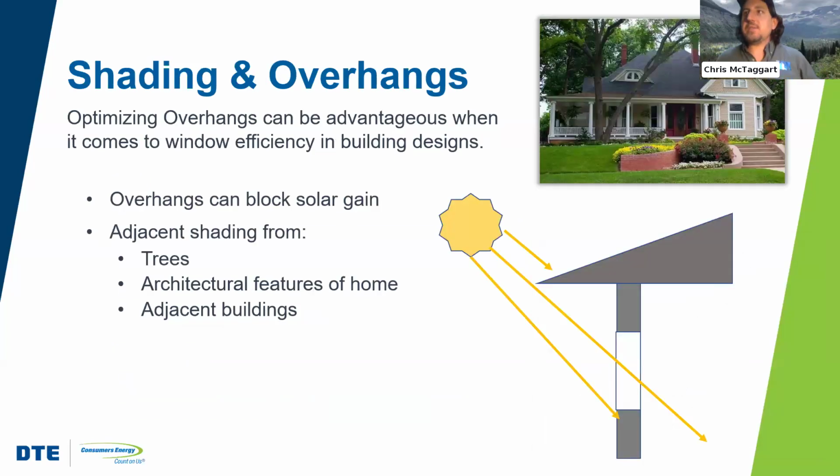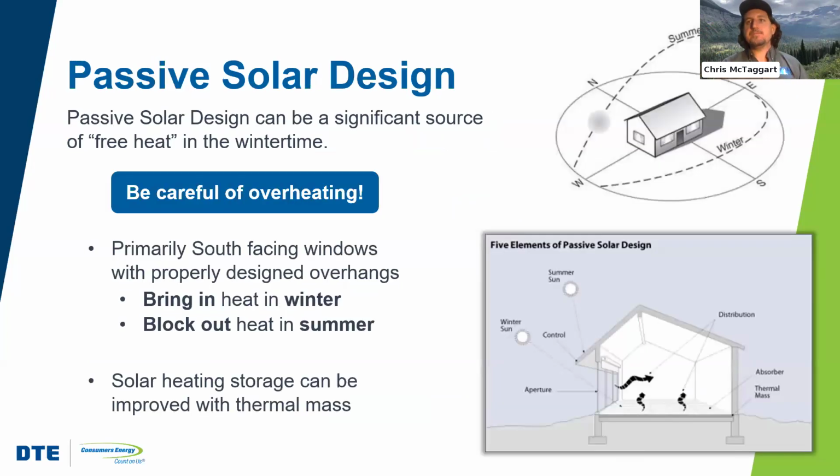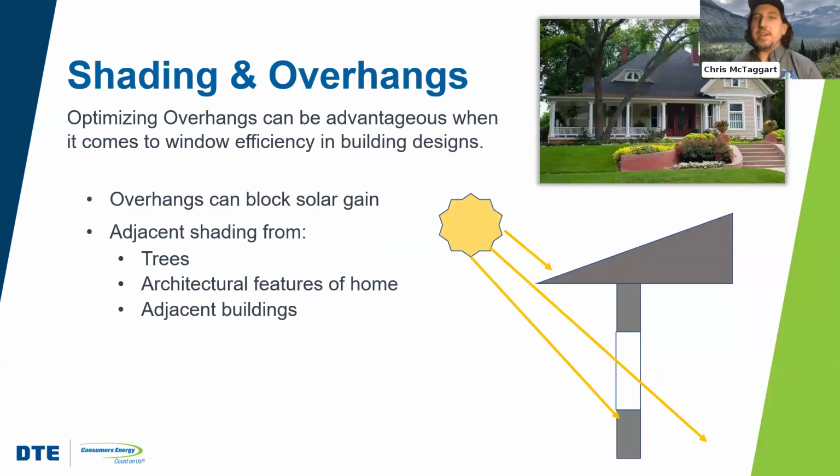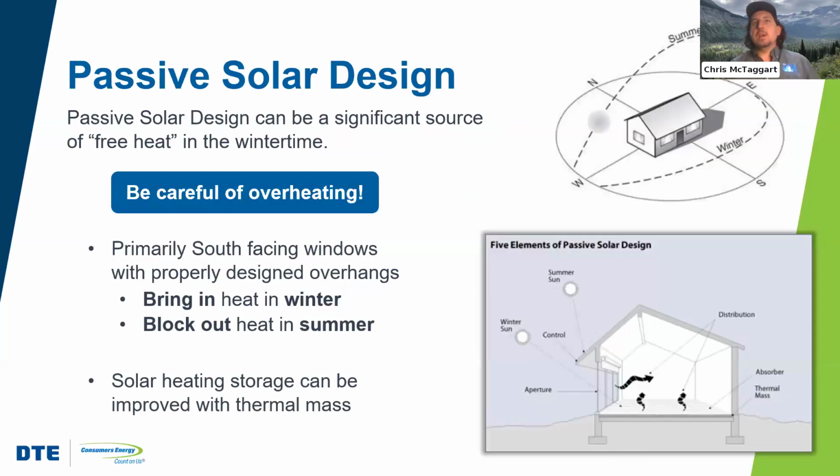Overhangs make a big difference. You can design overhangs that allow heat to come in during the winter when the sun is lower on the horizon, and then block out the sun when it is higher during summertime. So having purposeful overhangs for windows can be a very important strategy for maintaining comfort of the home. Other things can provide shading, though. Adjacent shading. I happen to live in a neighborhood that has lots of old verdant trees. And so I get a tremendous amount of shading on my windows from adjacent shading features as well.